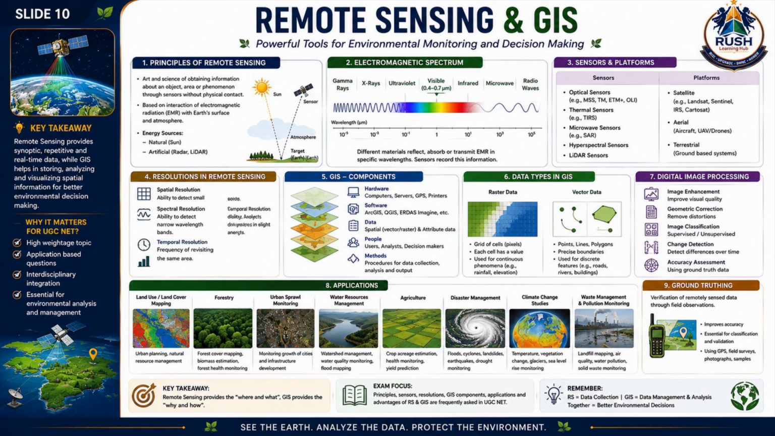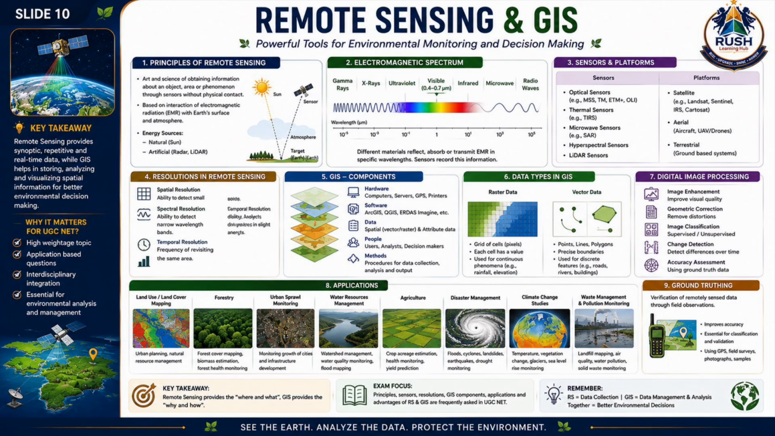Now let us discuss the applications of remote sensing and GIS. In land use and land cover studies, they help identify forests, agricultural lands, urban areas, wetlands, and water bodies. In forestry, they are used for forest inventory, biomass estimation, habitat assessment, and monitoring deforestation. In urban planning, they help monitor urban sprawl, infrastructure development, and land use change.